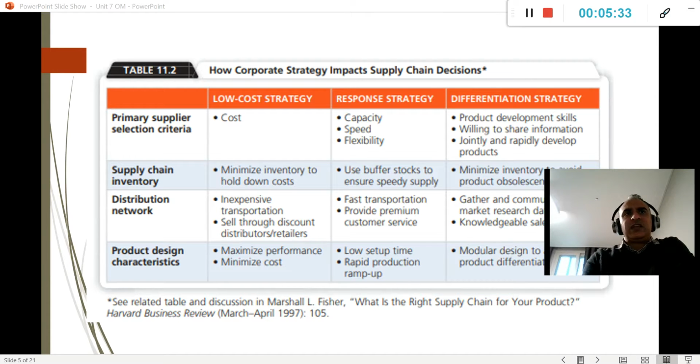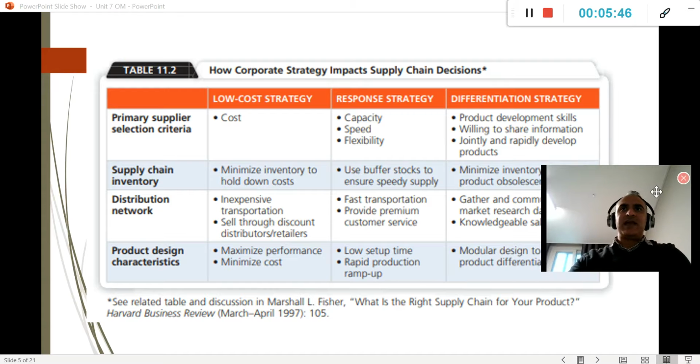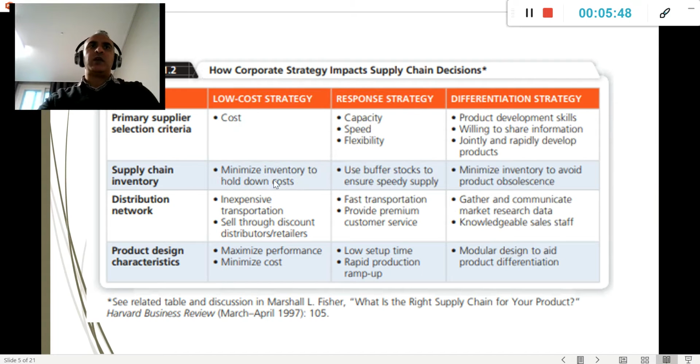The supply chain inventory. We also have low cost, which is no inventory. Response strategy, we'll see depending on how much consumers we have, and differentiation, we minimize inventory because we want new products. Okay, we have the distribution network.